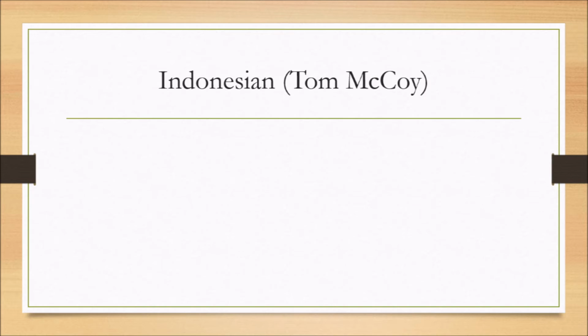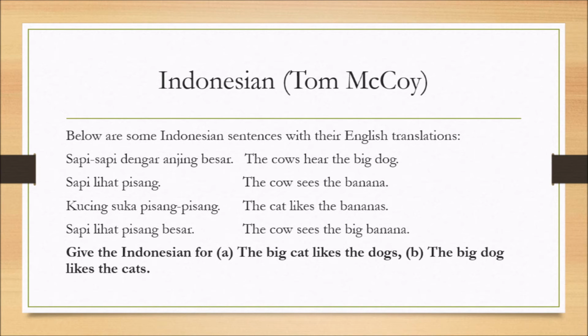This first one is a problem about Indonesian, designed by an American linguist called Tom McCoy. And what you have in this problem is four very simple Indonesian sentences and their English translations. This is the typical way these problems are presented, by the way, with data in one language and then the translation in English. And then you have to work out how that language works. So, you're given four sentences and four English sentences.